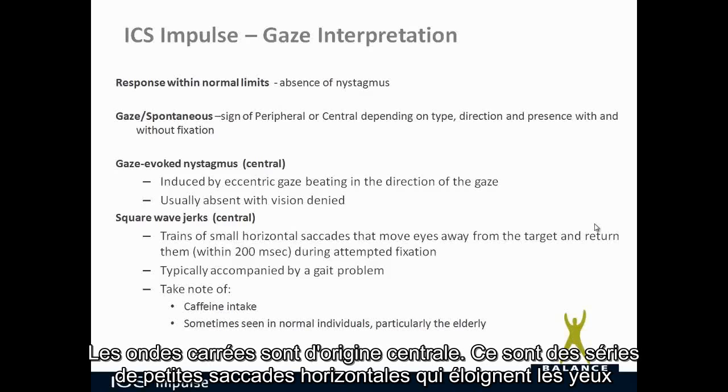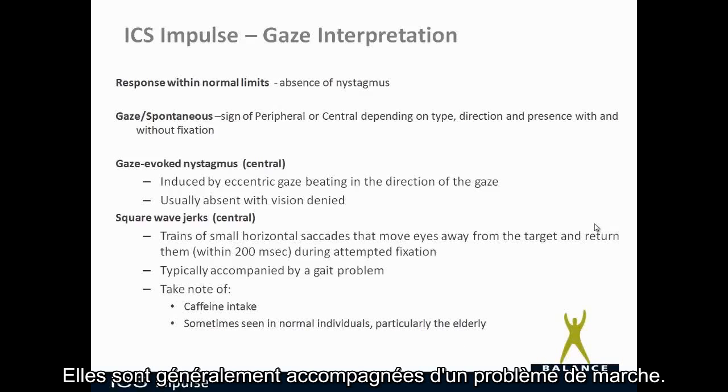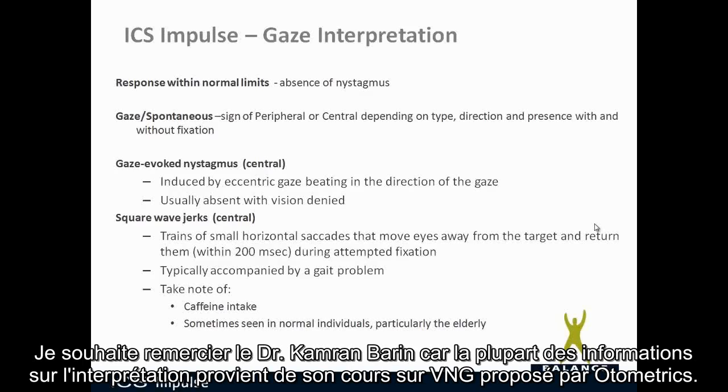Square wave jerks, that's central in origin. These are trains of small horizontal saccades that move eyes away from the target and then return them within 200 milliseconds during attempted fixation. And it's usually accompanied by a gait problem. And you want to also make sure that if you see this, you question the person how much caffeine they've had, or it's also sometimes normal in elderly patients.